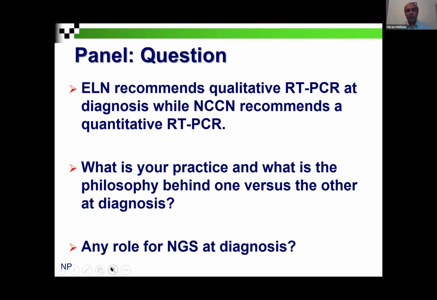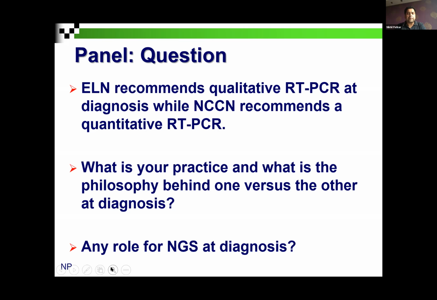So the next question is to Nikhil. ELN recommends a qualitative RT-PCR, while NCCN recommends a quantitative RT-PCR at diagnosis. What is your practice and what is the philosophy behind one versus the other at diagnosis? We'll take that question first, and then we'll go to the role of NGS at diagnosis.